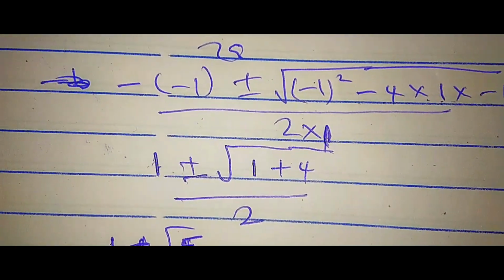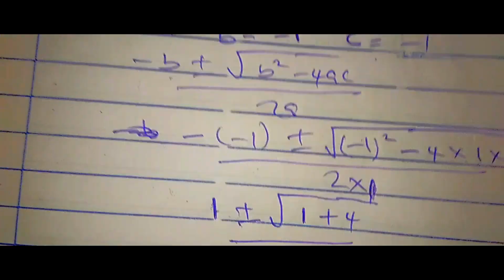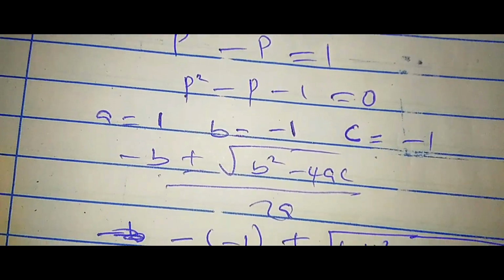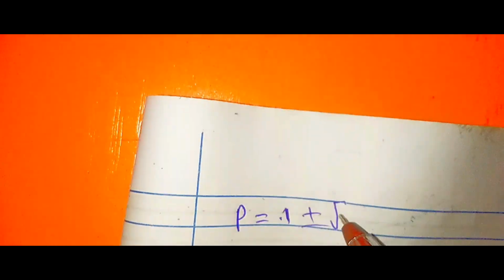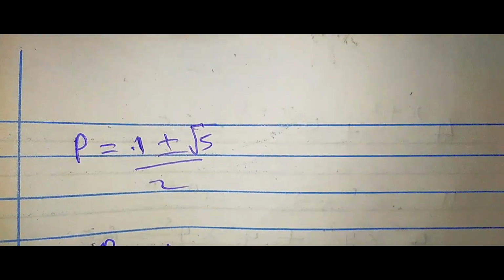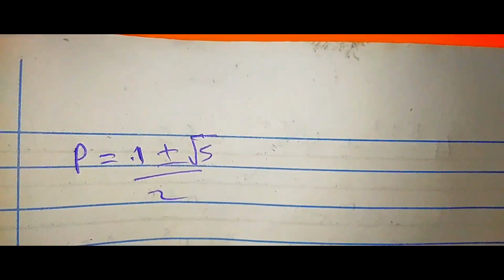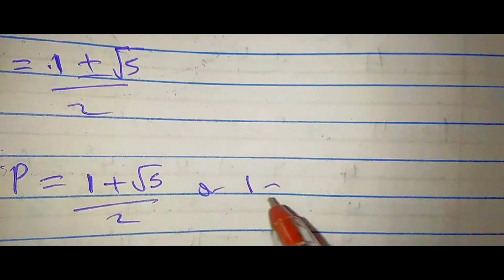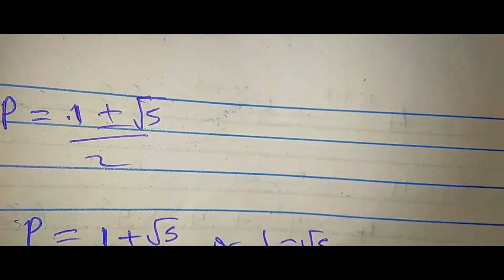So we now have this to be 1 plus or minus root 5 over 2. And remember, this is the value for p. So we have p is equals to 1 plus or minus root 5 all over 2. So p is equals to 1 plus root 5 over 2, or 1 minus root 5 all over 2.